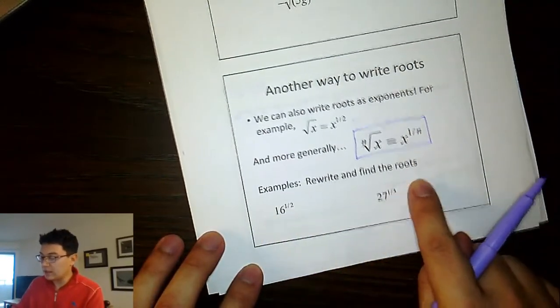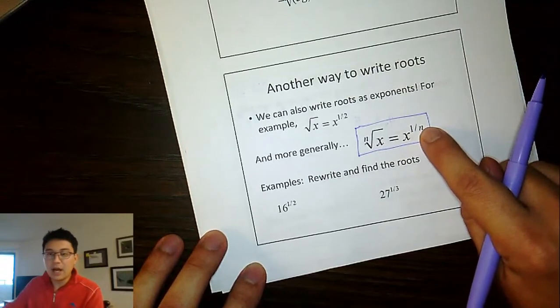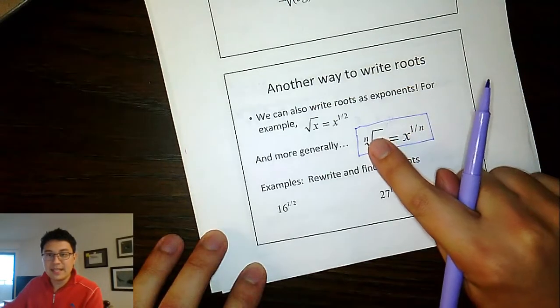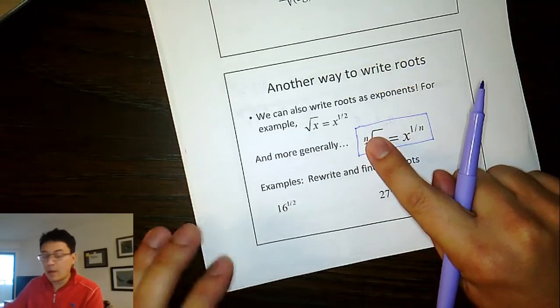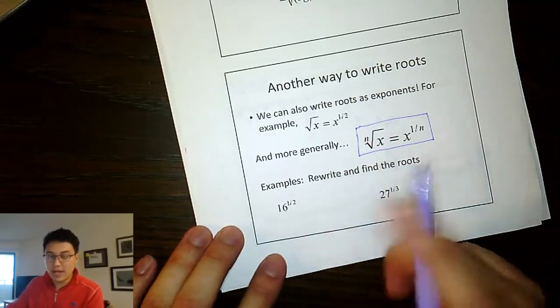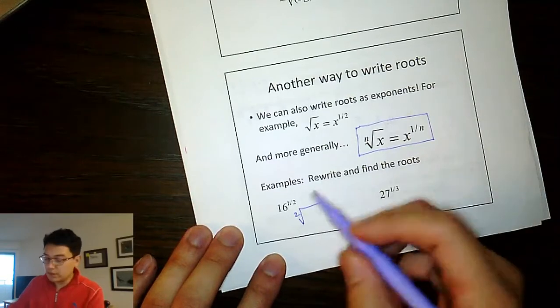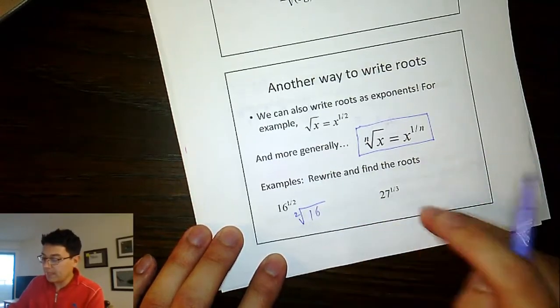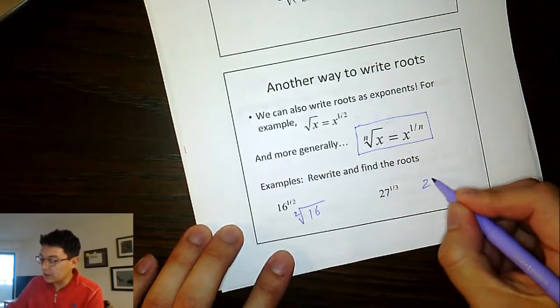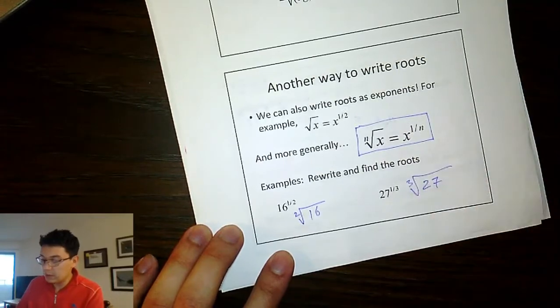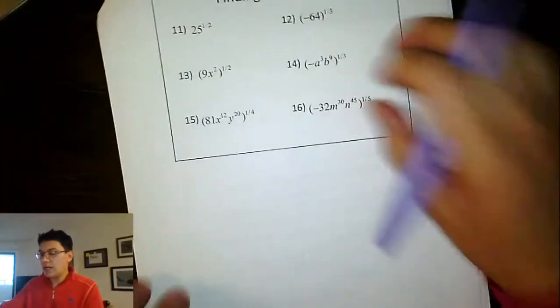So we're going to rewrite these as roots. Whatever is in the denominator of the fraction is the index of our radical. So 16 to the 1/2 power is really the same thing as the second root, or the square root, of 16. The 1/3 power is going to be the cube root. So we have the cube root of 27 for that one. Okay, and you guys will do that here.